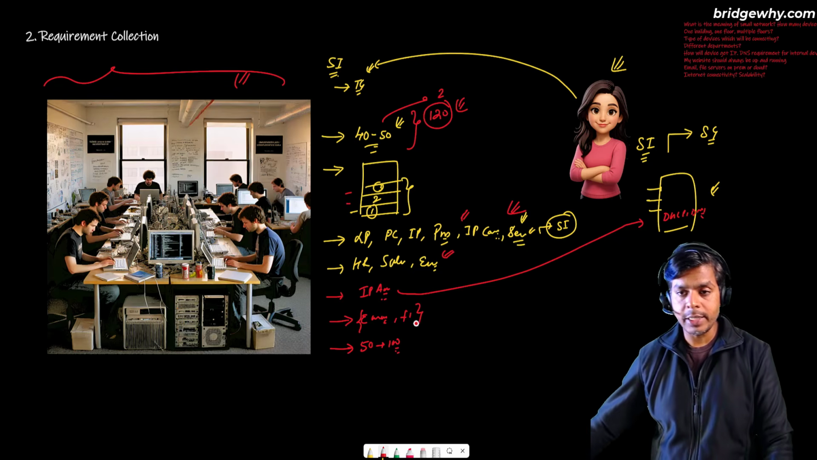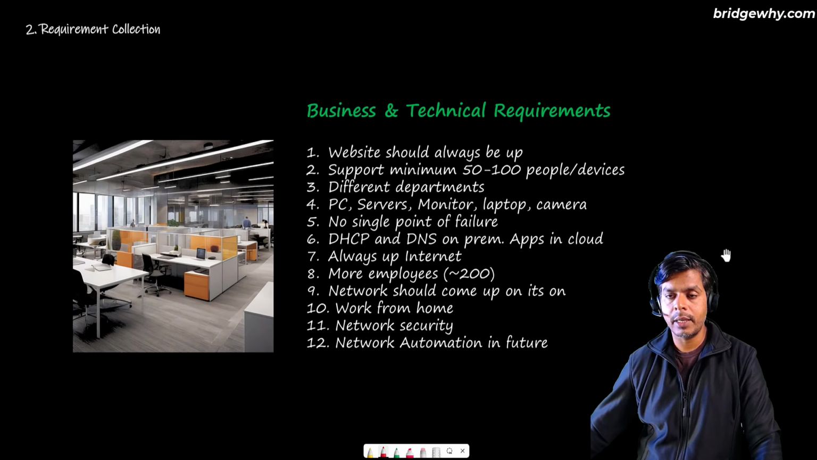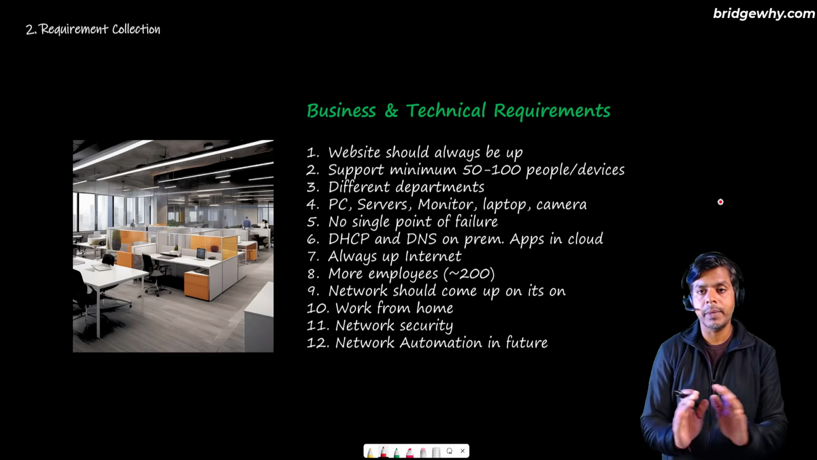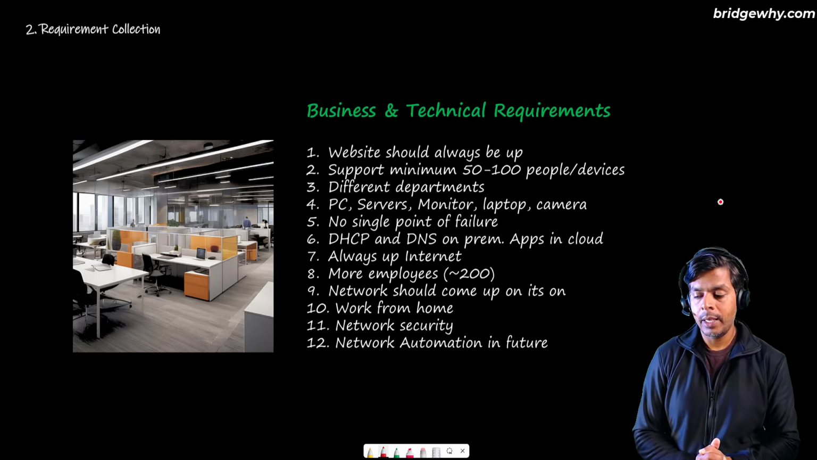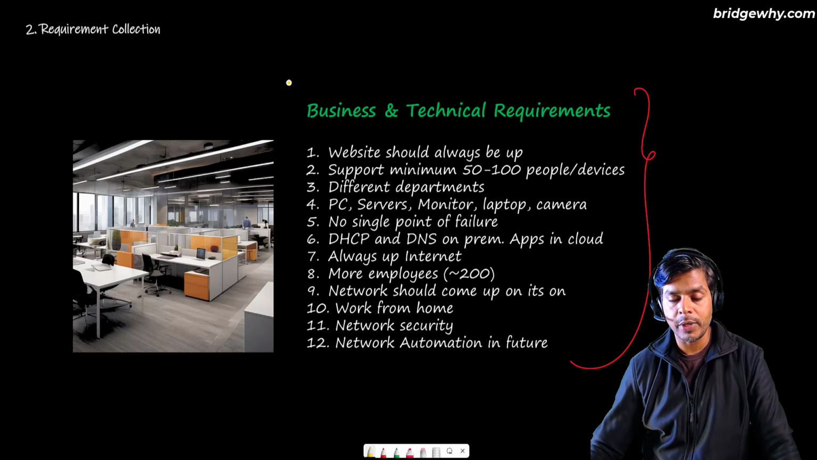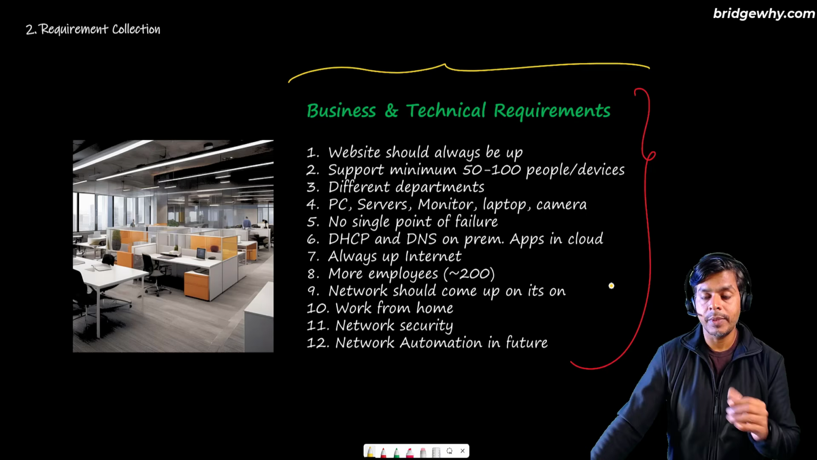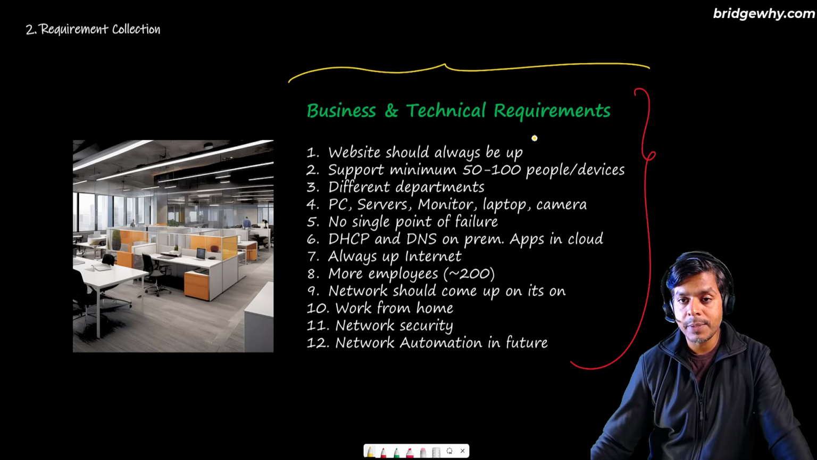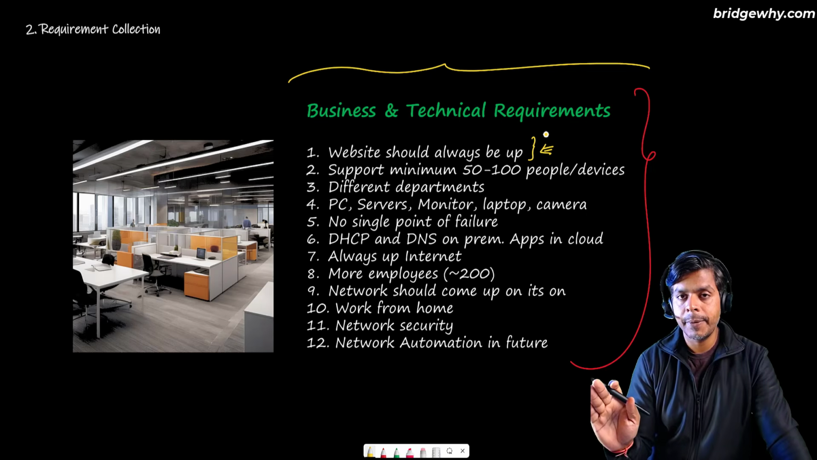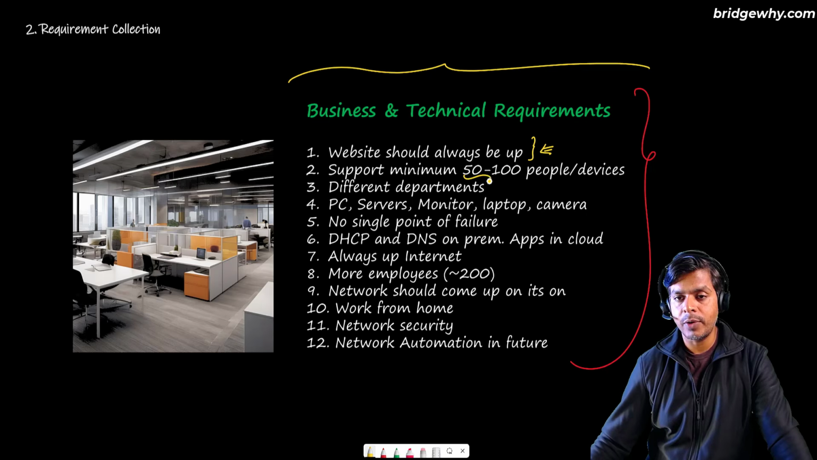Interesting. So now Anjali has created a list of all the business and technical requirements. And Anjali is saying, Mr. Rahul, it is really important to collect these requirements, because once you understand them, then you can start the design process. For example, see what she has written in the first place: the website should be always up and running, and then this network should support a minimum of 50 to 100 people.